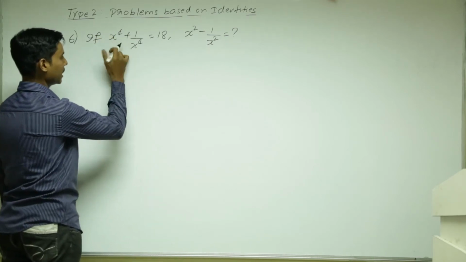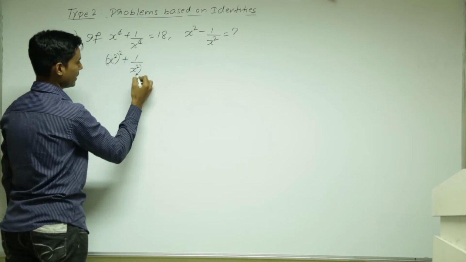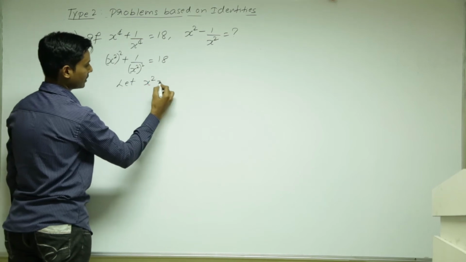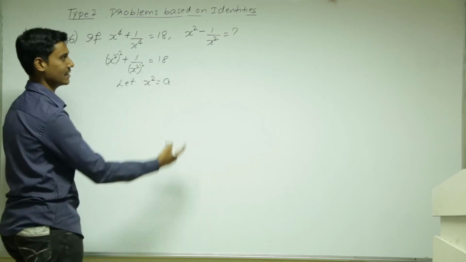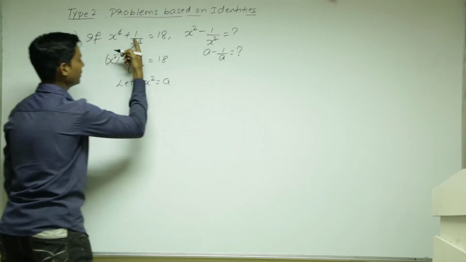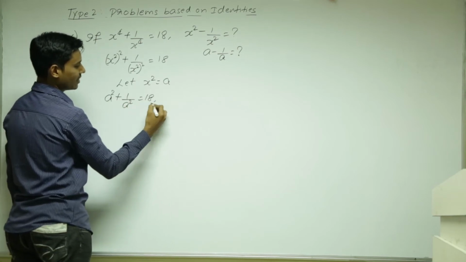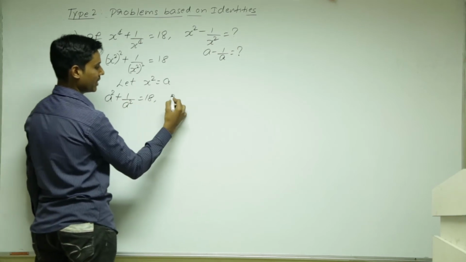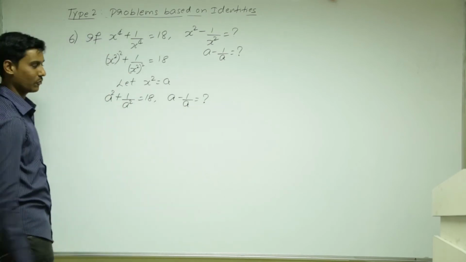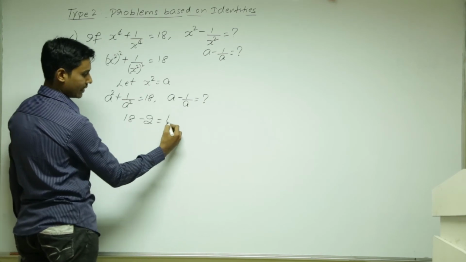Now see here, x power 4 I can write as x square whole square plus 1 by x square whole square. This is 18. I will call this x square as a. If I call this x square as a, then my question becomes: how much is a minus 1 by a? And this condition becomes a square plus 1 by a square is 18. Right? A minus 1 by a is how much? We already solved this kind of question. That means take the right hand side, subtract 2, you will get 16.